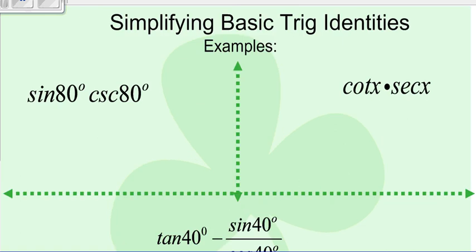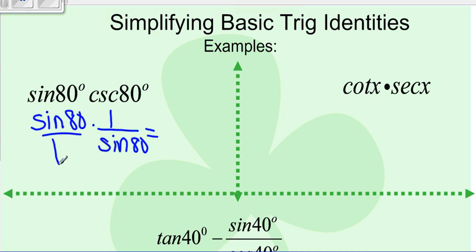So now let's look at how we might use this to simplify some sort of problem. We have sine of 80 and cosecant of 80. Remember, cosecant is the reciprocal of sine. So if I rewrite this, I have the sine of 80 times 1 over the sine of 80. If we multiply across, we will get sine of 80 over sine of 80, and realize those are the same number, so our answer there is 1, because they cancel each other out.